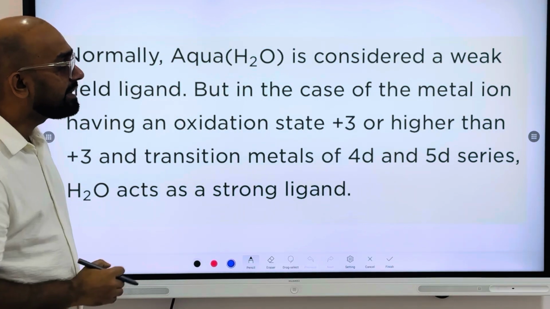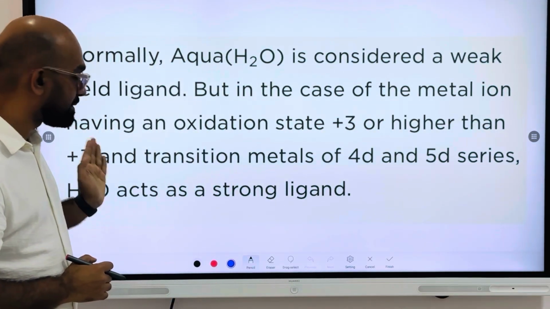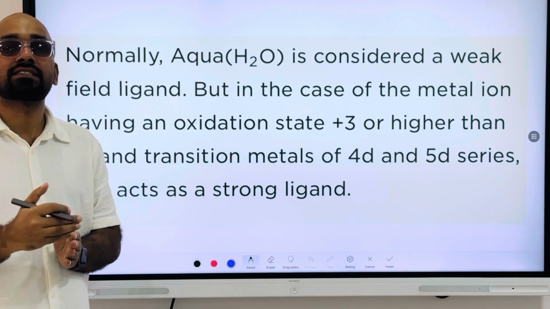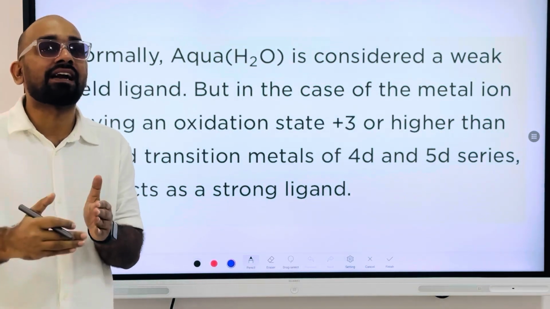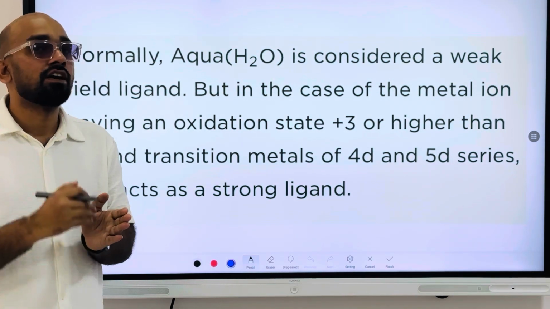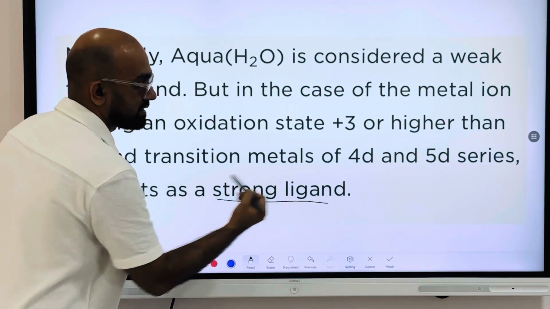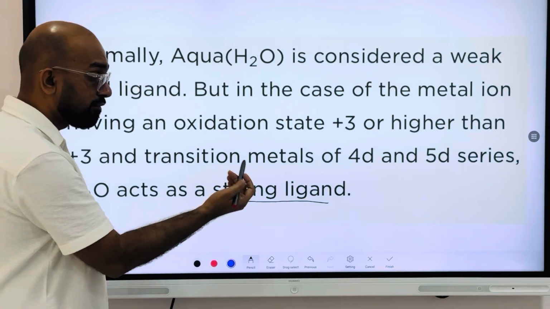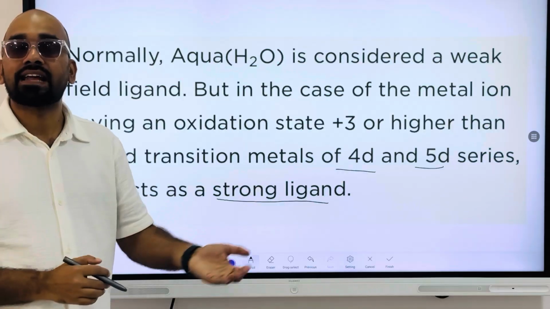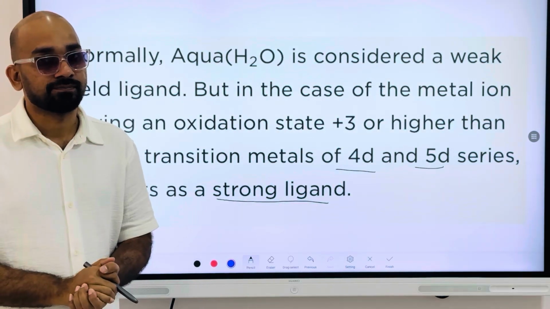Okay, but in the case of a metal ion having an oxidation state of +3 or higher than +3, for example, for Fe2+, water acts as a weak ligand. For Ni2+, water acts as a weak ligand. But for Fe3+, for Fe4+, for Ni3+, Ni4+, water acts as a strong ligand. Okay, similarly, if the central metal is from the 4d or 5d series, then again water acts as a strong ligand. Hope you understand, and that is a very important point.